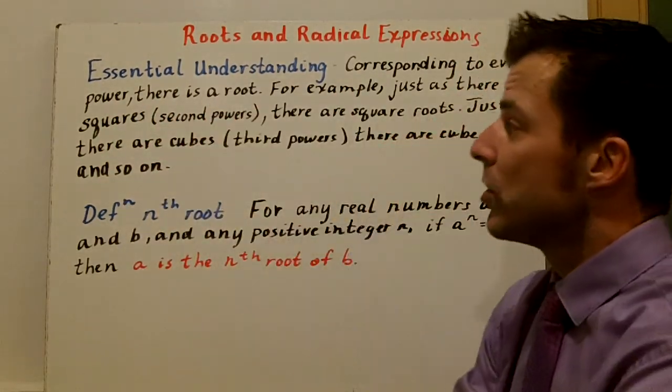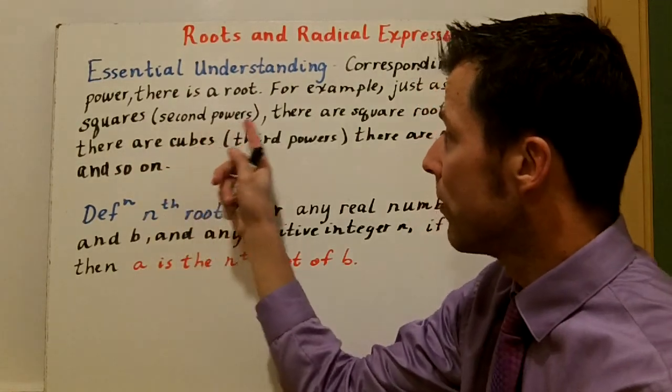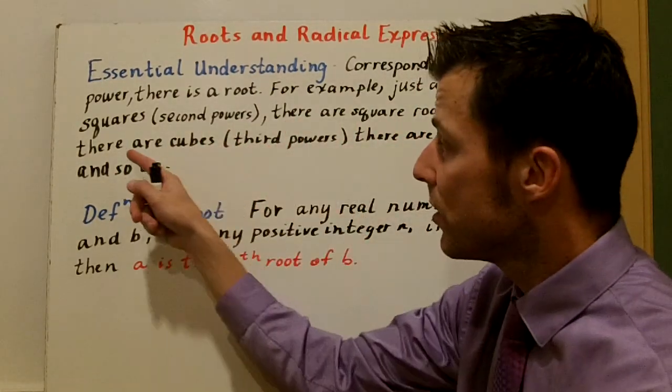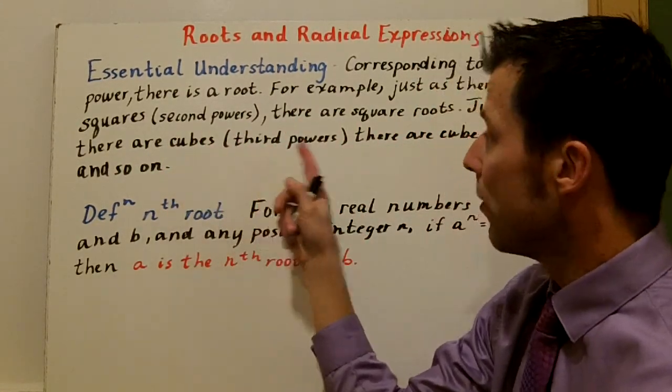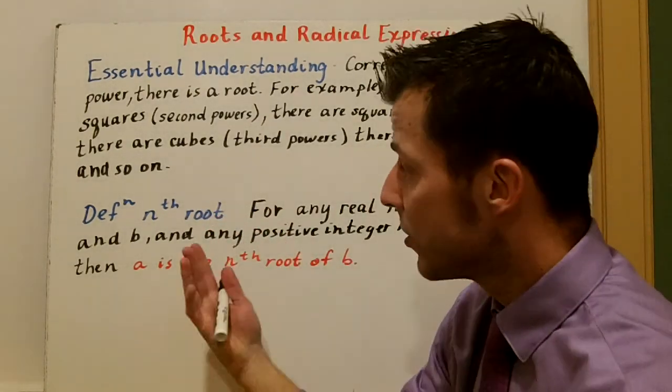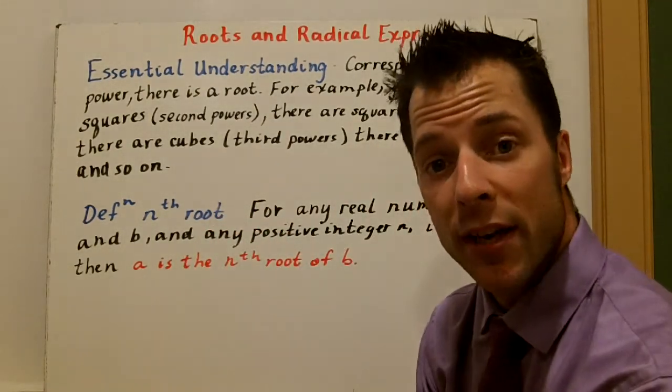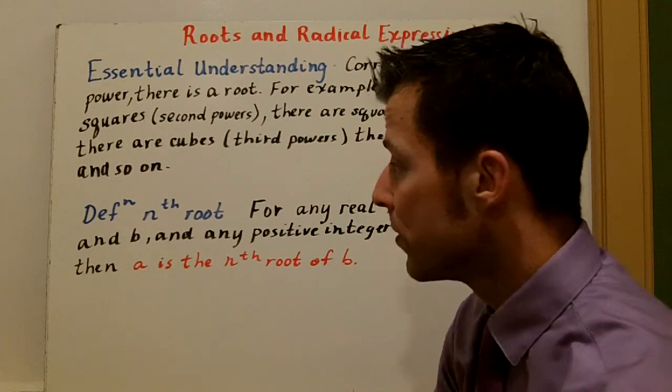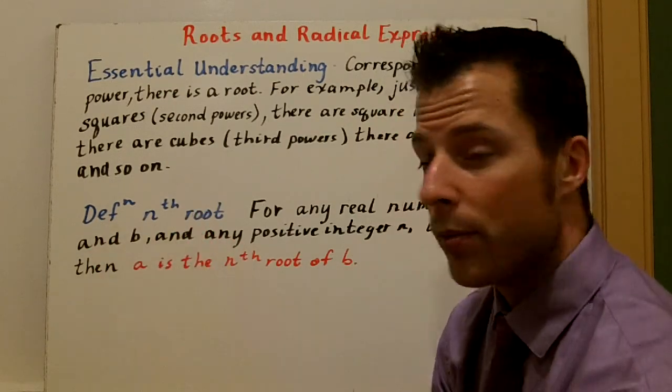For example, just as there are squares, second powers, there are square roots. And just as there are cubes, third powers, there are cube roots. And so on. Fourth powers, they have fourth roots. Fifth powers, fifth roots. Okay, so what is an nth root?